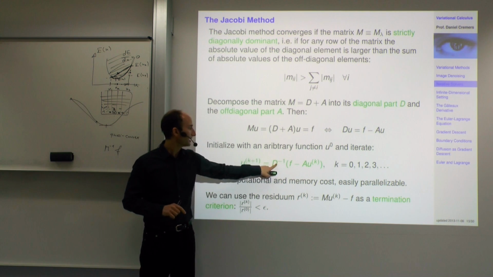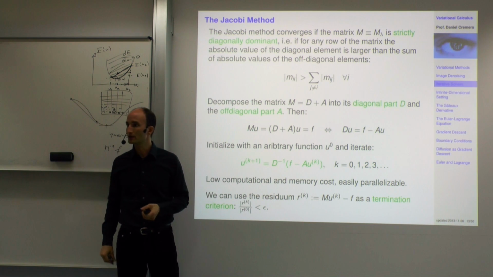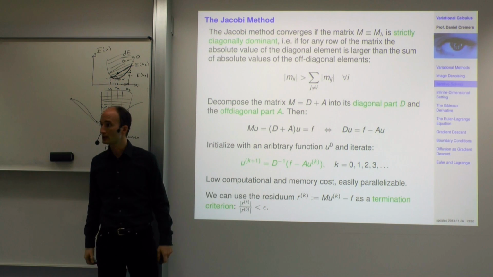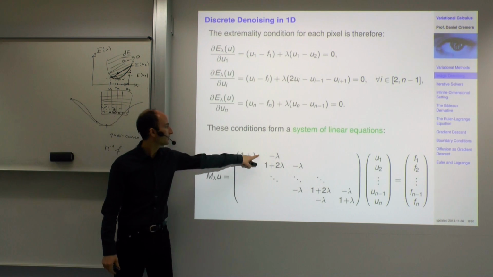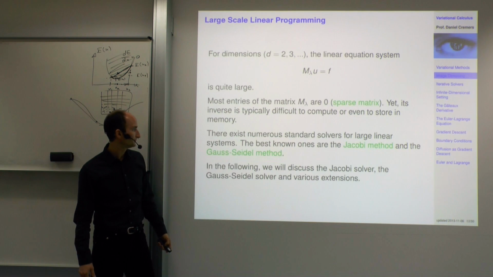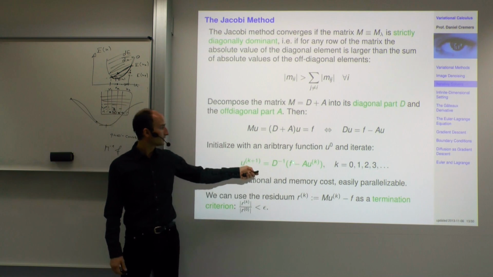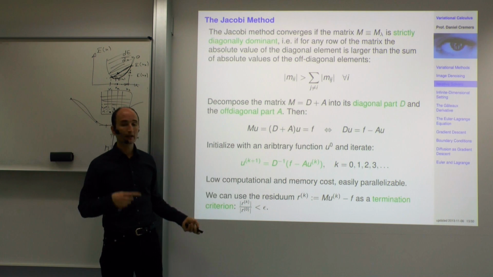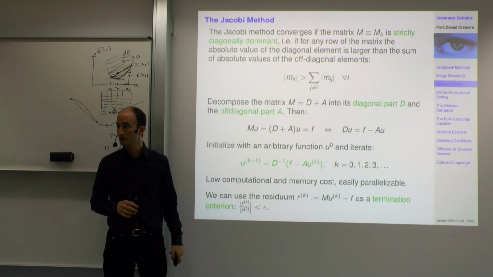And then D to the minus 1, this D is not really a matrix. For each row you just take the inverse of that diagonal element, so it's just 1 over this diagonal term, as we saw here, is 1 plus lambda, or 1 plus 2 lambda with two neighbors. Yes, so this is the iteration of the Jacobi method. And you just iterate over k and consecutively compute better and better solutions, approximations to your solution.